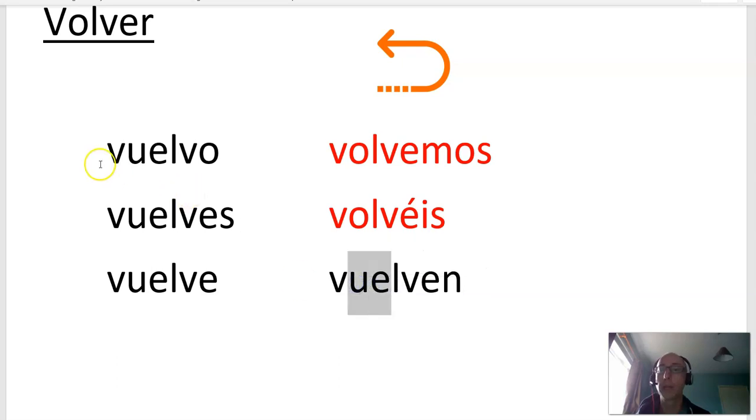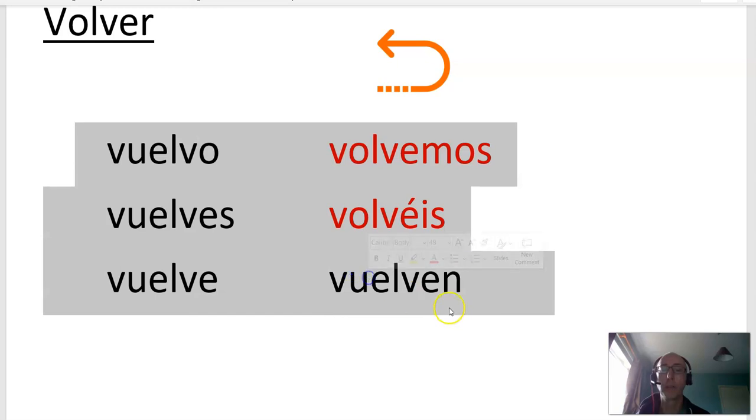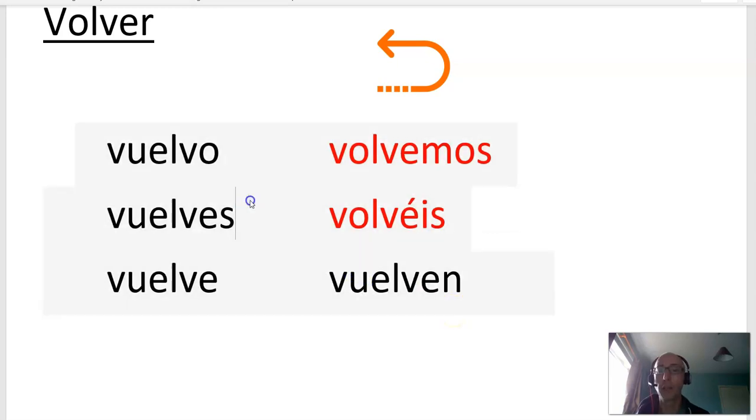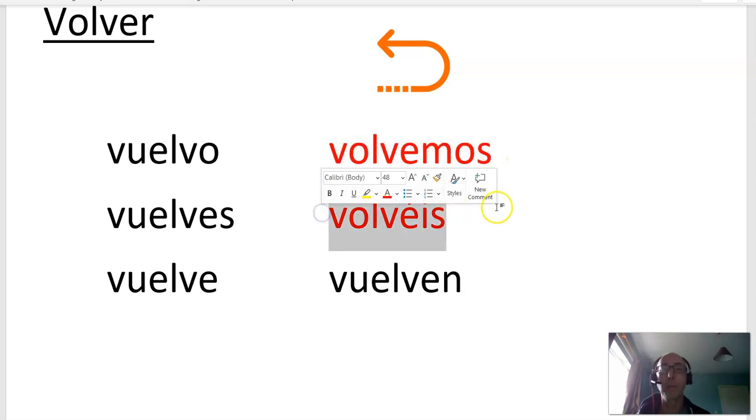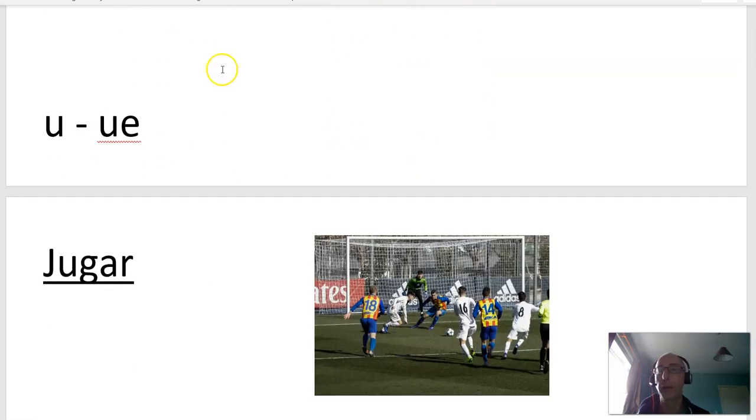So some people say that it's a little bit like a boot. You could see here in black, the shape is like a little boot here. So the boot is the changing, the radical change. If that helps to picture it like that, that may help to remember it. But generally, it's important to remember nosotros, vosotros, we keep the O. There's no radical change. So let's look at some other examples.